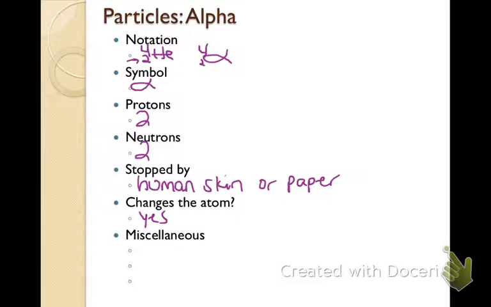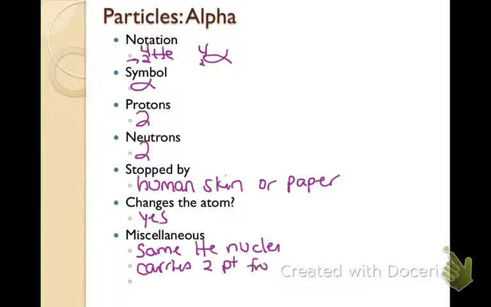Some other things here, again, let's just write out, it's the same as the helium nuclei, not the helium atom, again, the helium nuclei. It carries 2 protons from the nucleus. And a gamma particle will also be released. And notice I'm using the symbol now. So gamma particle is released.